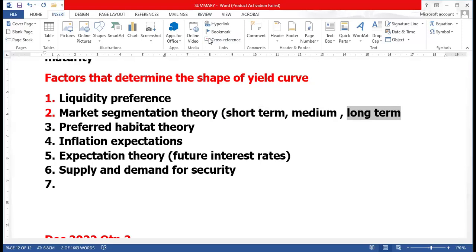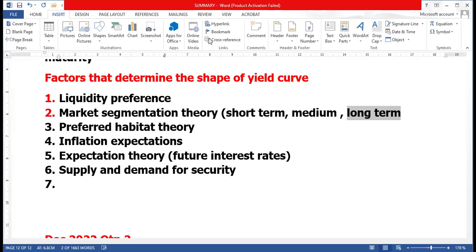So you'll find that the higher the demand for short-term bonds, the prices rise and the yields fall. With lower demand for long-term bonds, prices fall and the yields rise. So because of those different rates, the shape of the yield curve is going to change. I hope you have picked something. I have tried to break it down, but that's basically market segmentation theory.